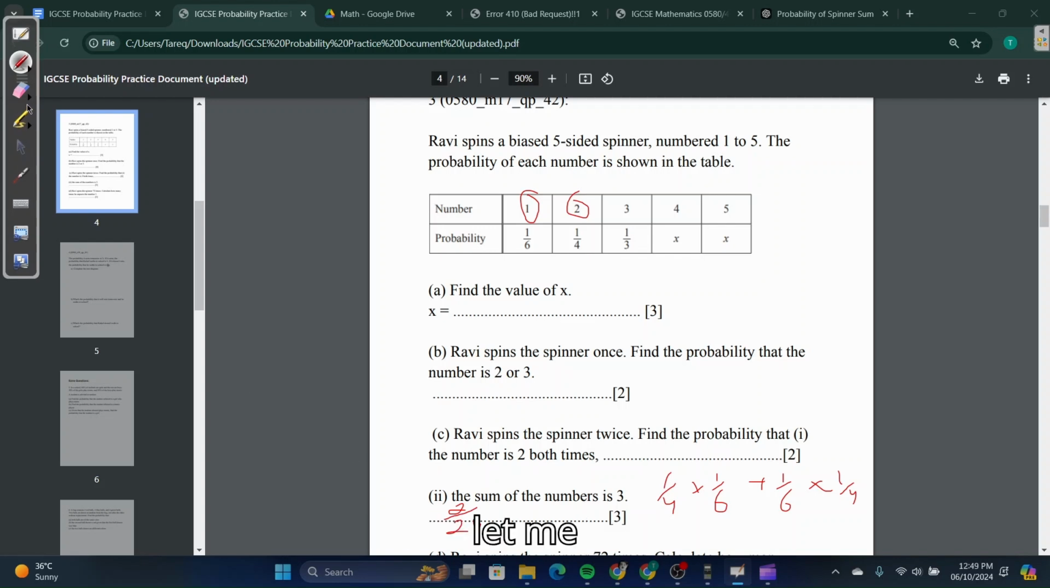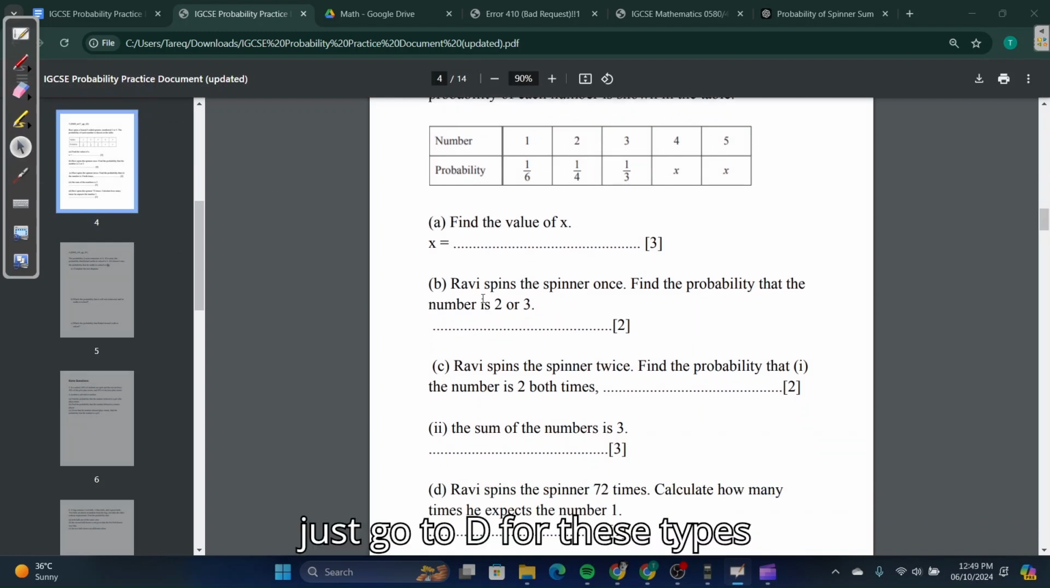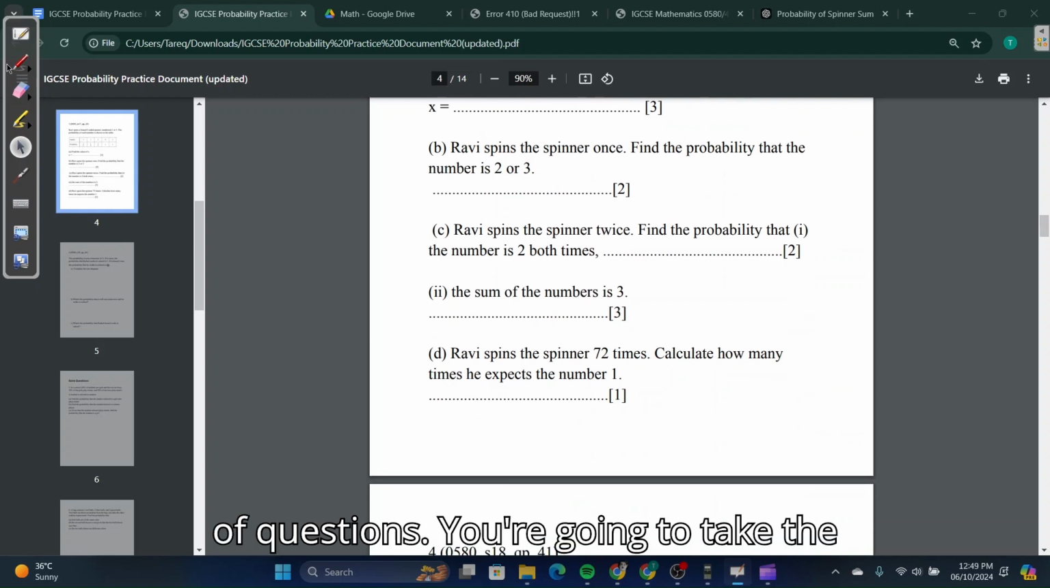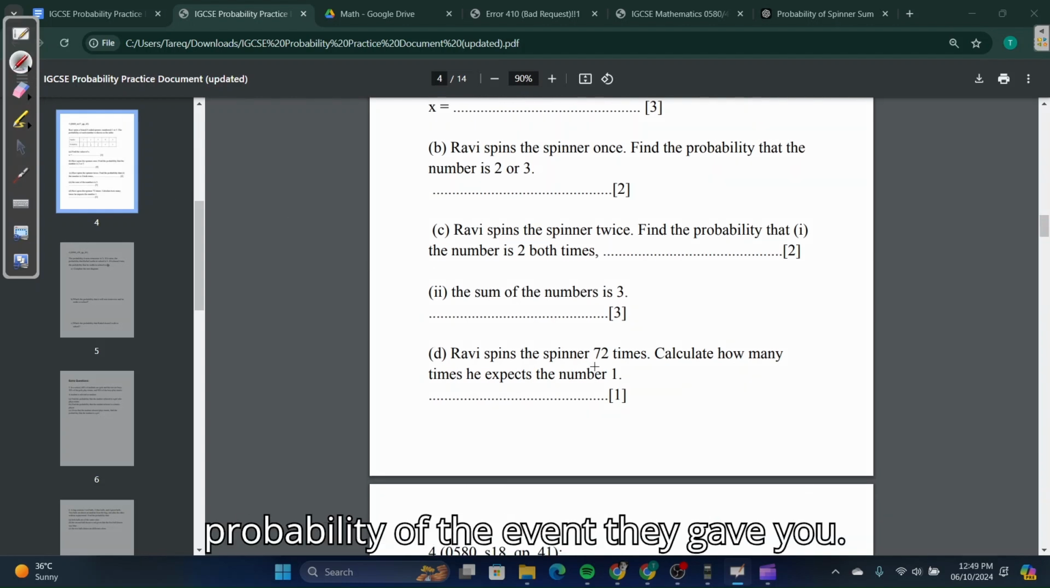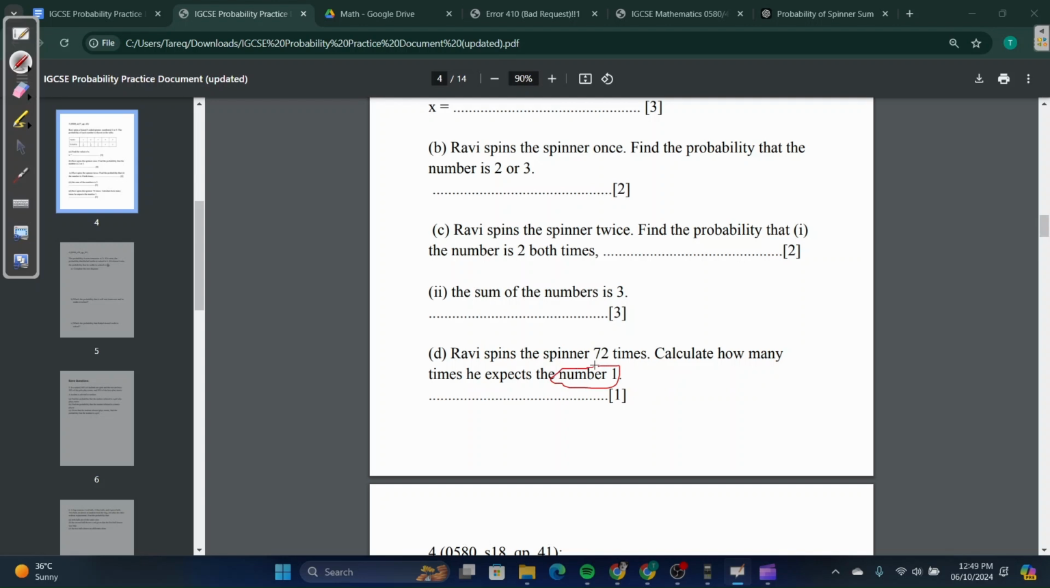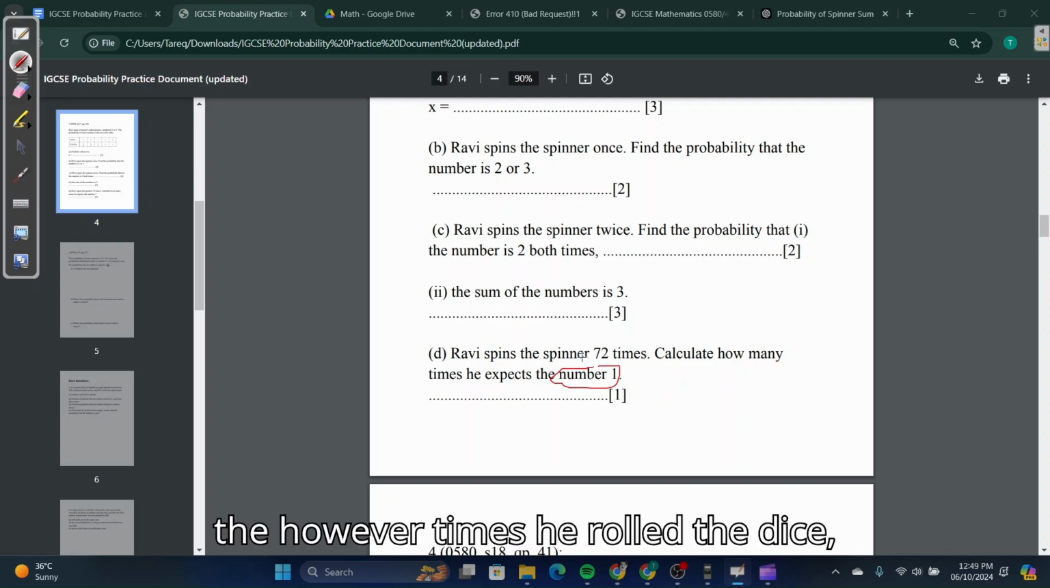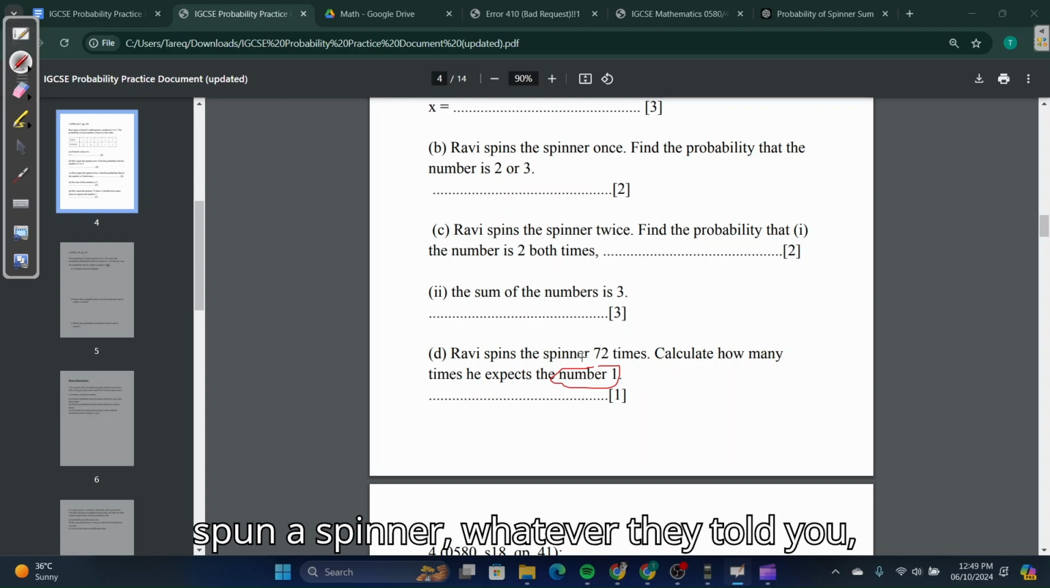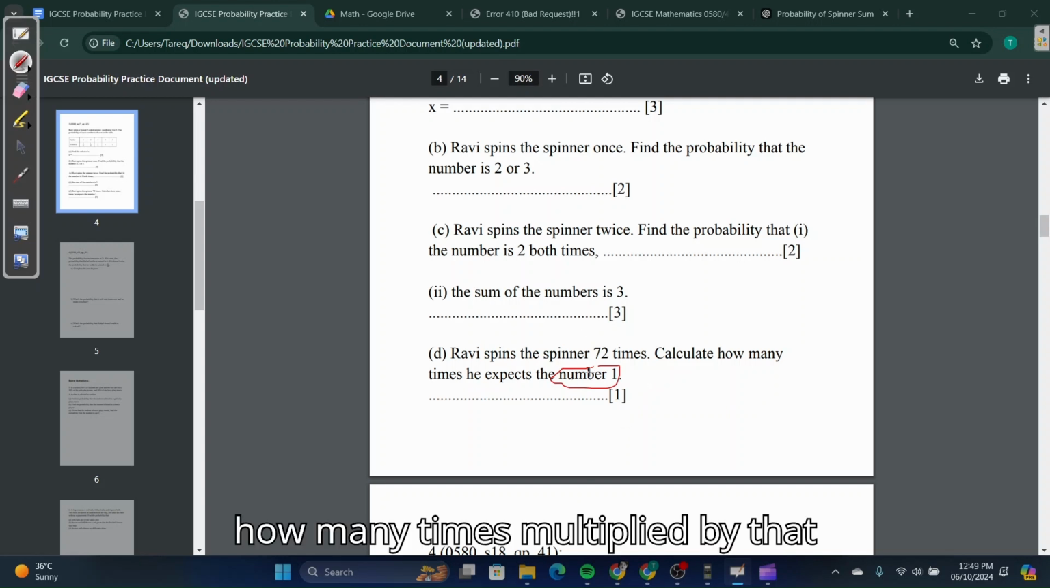Okay. D. Let me just go to D. Ravi spins the spinner 72 times. Calculate how many times. For these types of questions, you're going to take the probability of the event they gave you. So, for example, the event here is number 1, and however many times he spun the spinner, whatever they told you, that number of times is multiplied by the probability of the event.